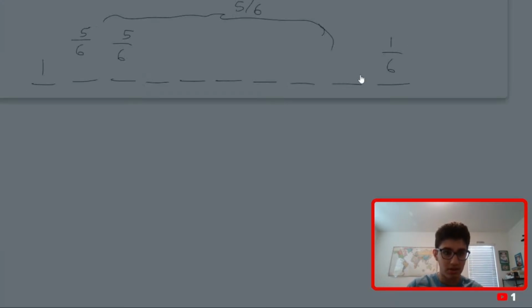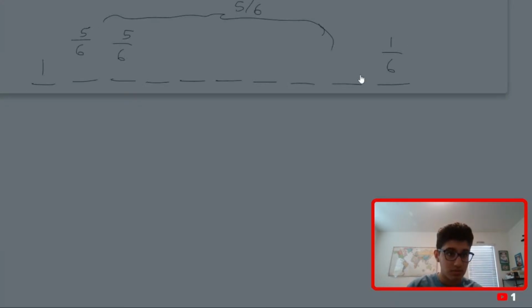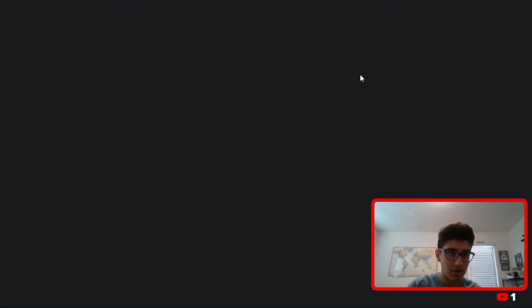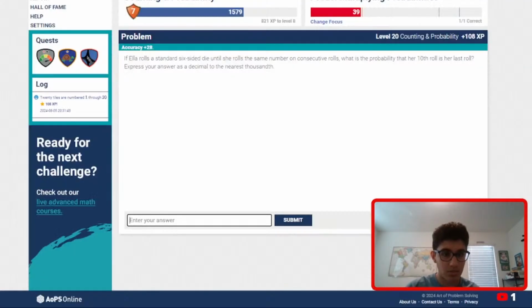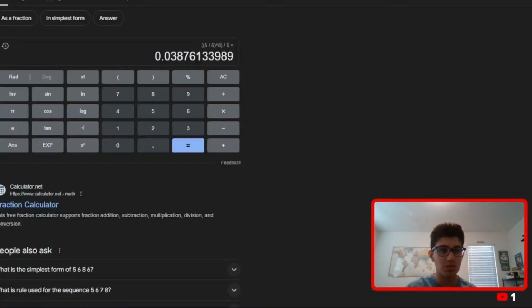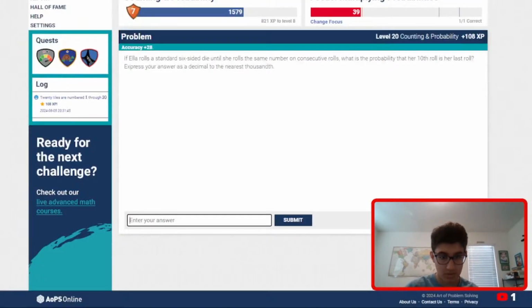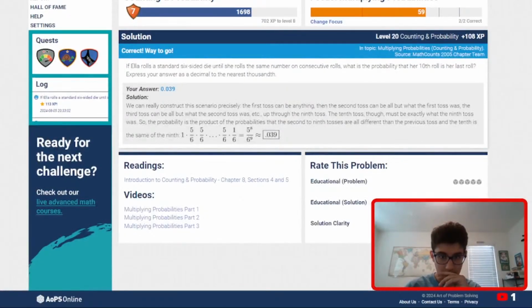I'm putting this in a calculator, divided by 6. Right, let's see what that is. 0.039. I don't want to actually calculate that thing by hand, so it'll be 0.039. Yeah, and I'm pretty sure they used a calculator as well for this, because there's no need to actually calculate that stuff.